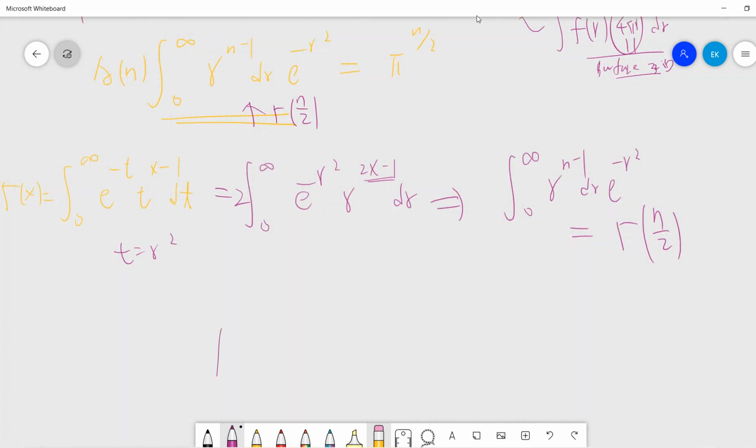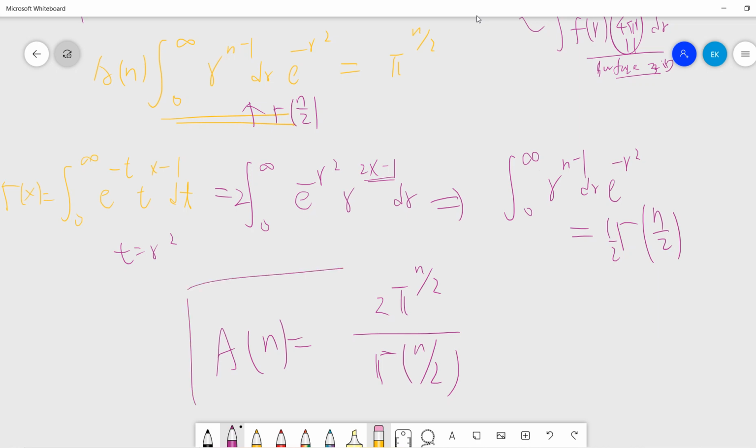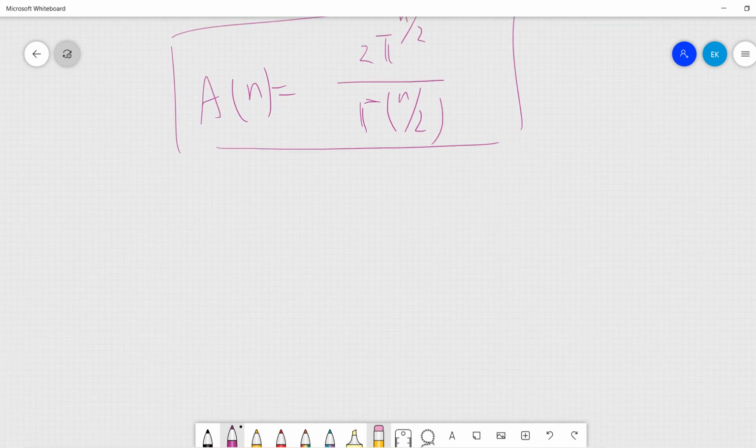So finally, I should write that there's a half. So this is the area. This is the surface area.